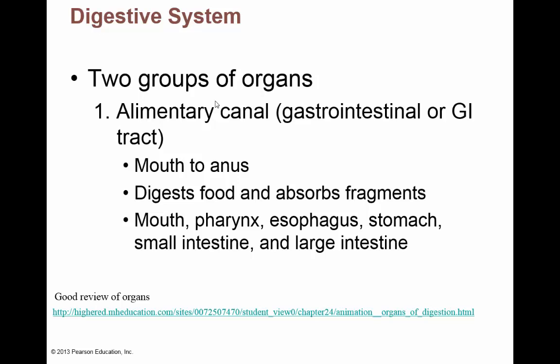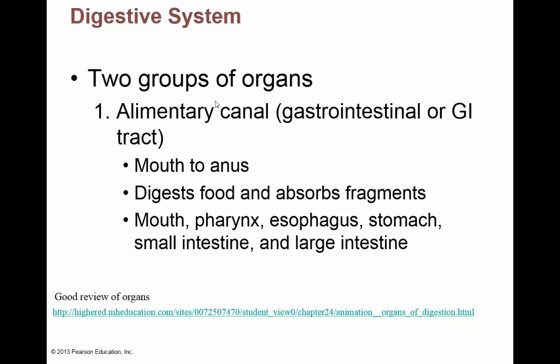What does gastro mean? The stomach. So gastrointestinal, the word itself, means stomach and intestine. However, it does include the mouth, the pharynx, the esophagus, and stuff before that as well. So it's kind of misleading based on its name. It includes the entire pathway that food follows throughout the entire system, so mouth to anus. It digests the food. It absorbs the food. It's got the mouth, the pharynx, esophagus, stomach, small intestine, large intestine.